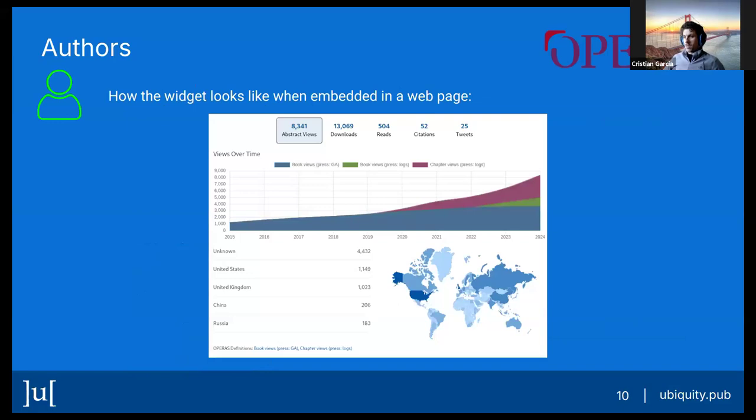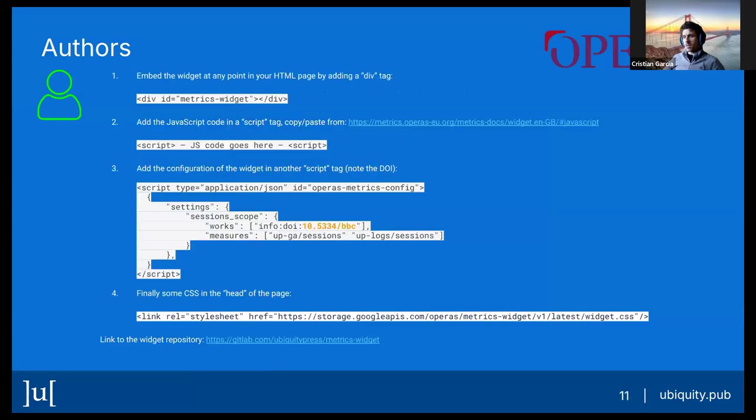This is just a sample of the widget. As you can see, all the values: you've got the abstract, the views on top, downloads, reads, citations, and tweets, and just a user-friendly map as well with all the values, which is quite interesting. These are the instructions which are extracted from the documentation. We made it very simple from the documentation, but yeah, there's much more information in there anyway.